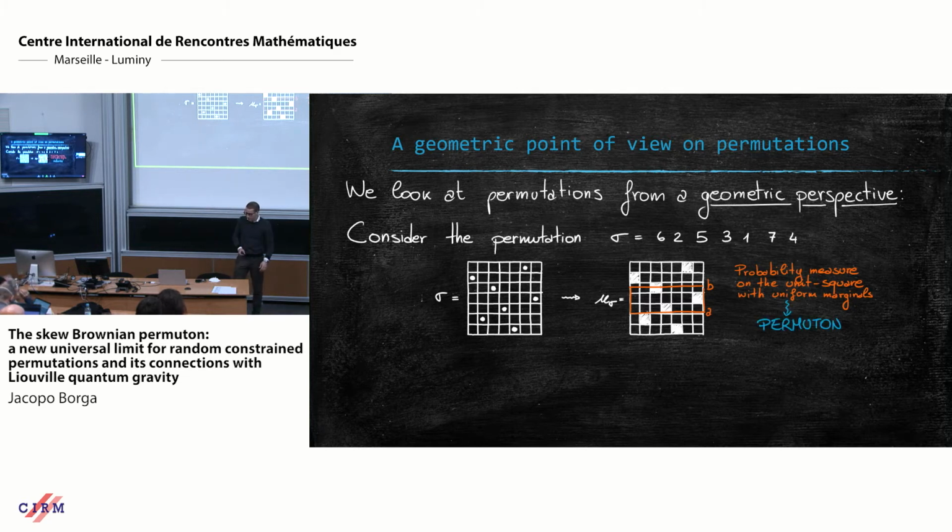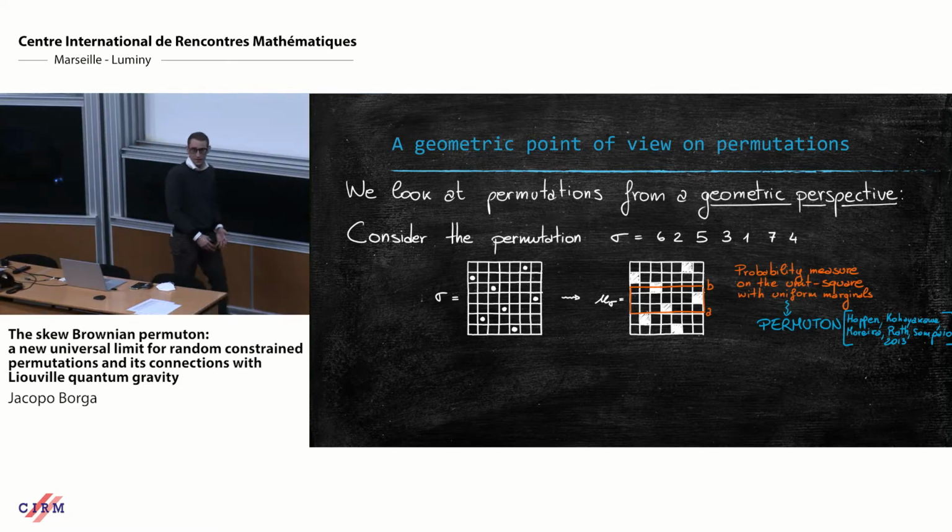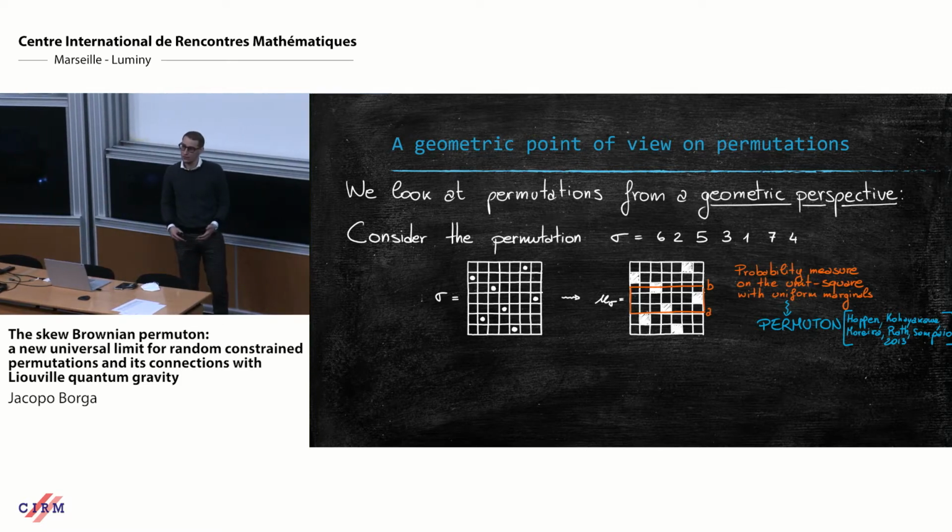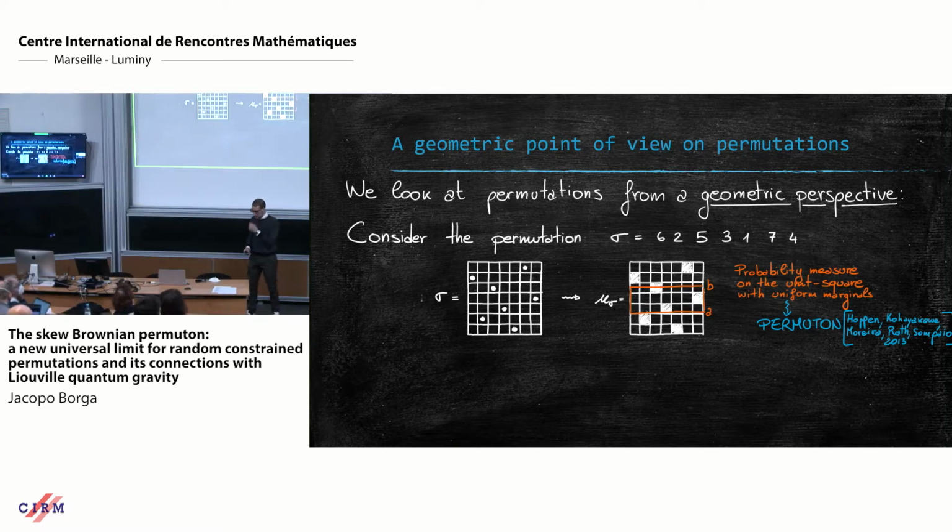These kinds of measures on the unit square are called permutons. They were first studied by a group of people involving Hoppen, Kohayakawa, Moreira, Ráth, and Sampaio. The reason was to generalize a bit the notion of graphons to permutations, and to study the fact that a good notion of substructure is enough to prove convergence in the permuton sense. And I will go into this detail.